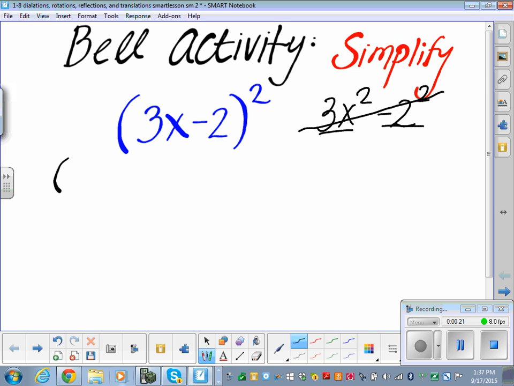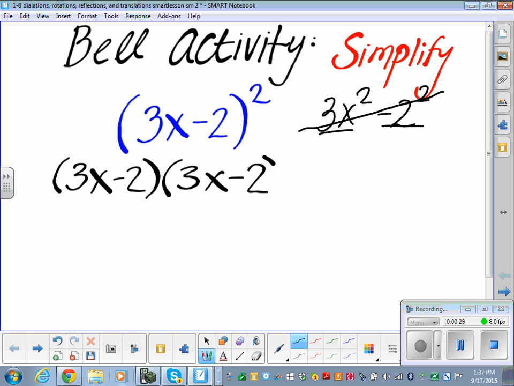You're going to go 3x minus 2 in parentheses and another parentheses 3x minus 2, and you're going to distribute. I love how Chanel says distribute. She uses the correct terminology in math words. She says, now we're going to distribute. So guys, I'm going to start with 3x and distribute it through to each term over here.